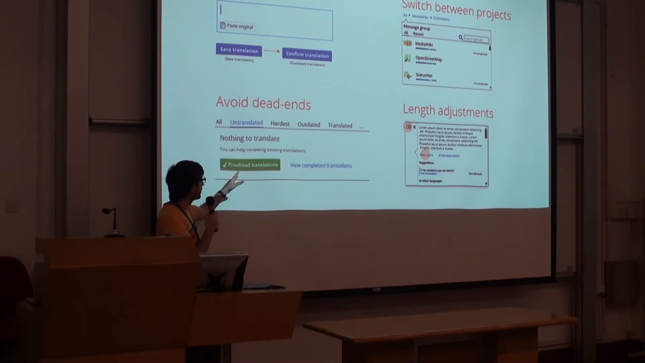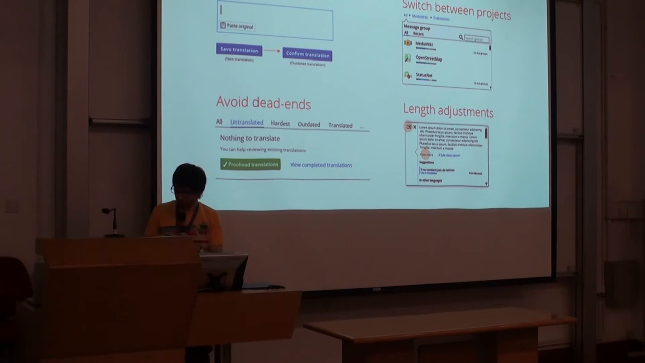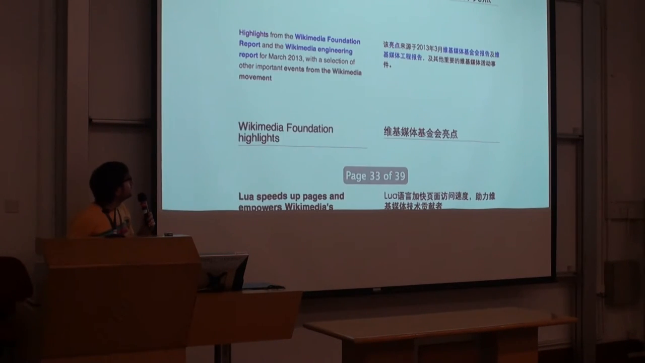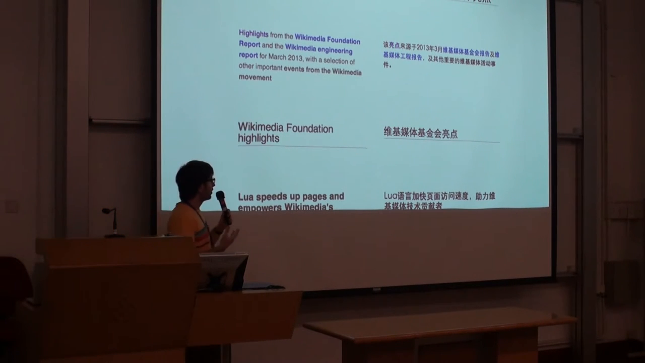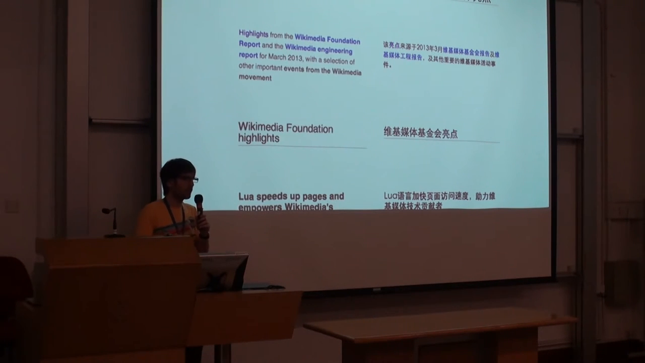So if I want to translate for something and everything has been translated, I can go and proofread those translations, or I can go view the completed translations. As I showed before, the list of messages is quite useful for short text messages. And we also wanted to provide support for wiki pages, and we created this view, which presents side by side source and target text.